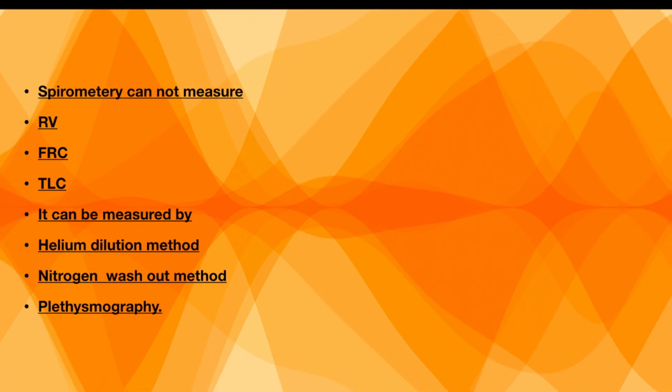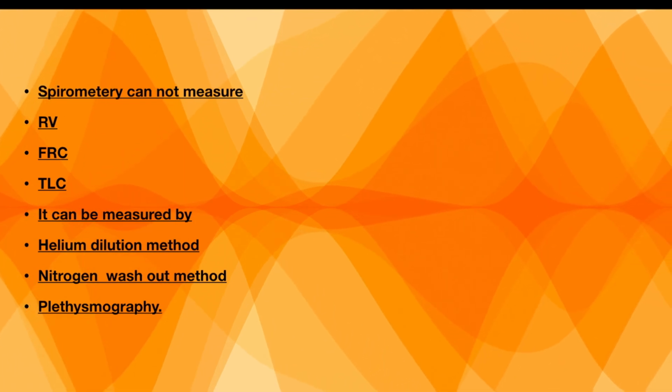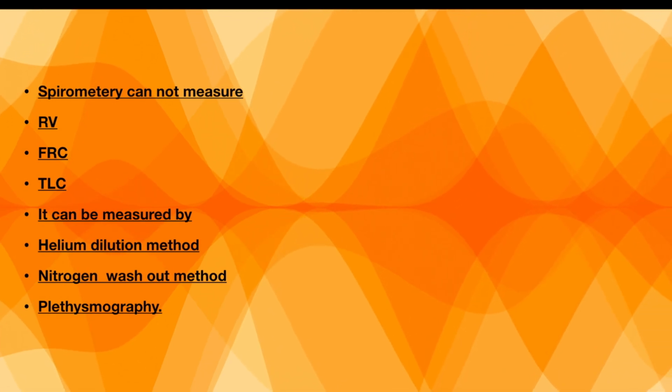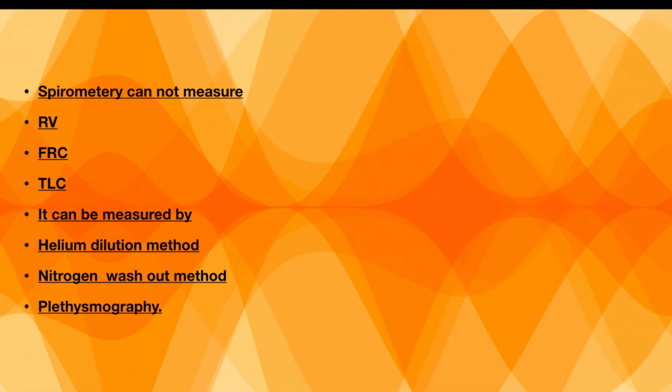Spirometry cannot measure residual volume, functional residual capacity and total lung capacity. They can be measured by the helium dilution method, nitrogen washout method and plethysmography.